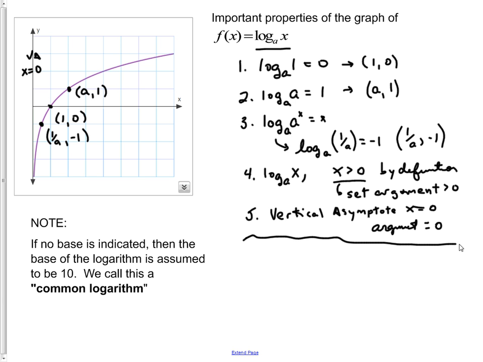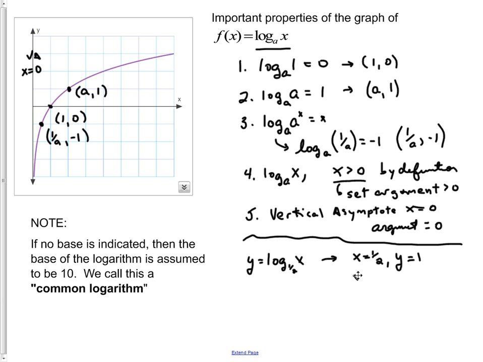Now, we should be aware of what happens if that base is less than 1. Well, then what's going to happen is that this graph is going to flip. For example, if I told you I wanted to find the graph of y equals logarithm with a base of 1/2 of x, what will happen? Well, we could say that, for example, at x equals 1/2, by the properties above, y would equal 1.